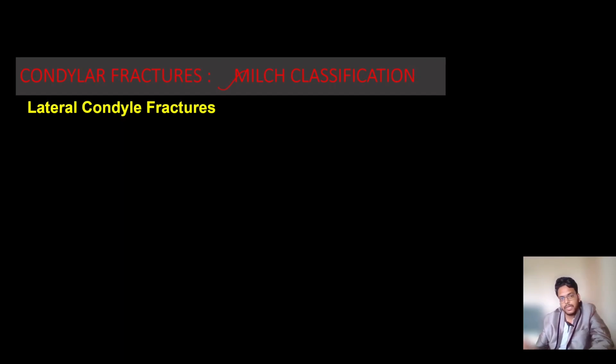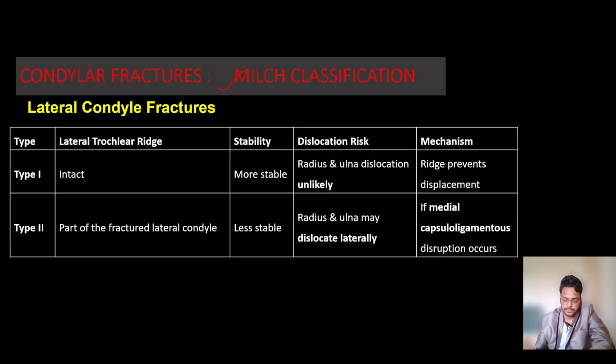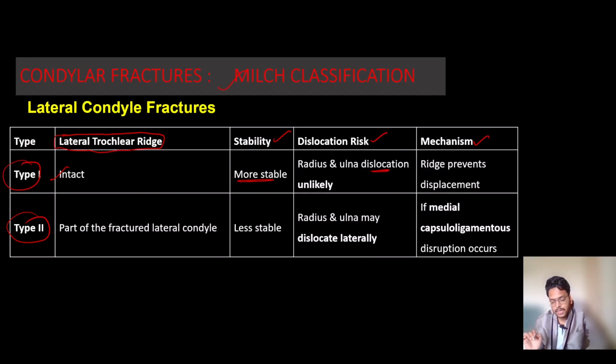So individually, lateral condyle and medial condyle we will discuss. First, the lateral condyle fractures. It's divided into type 1 and type 2 based on the stability, the dislocation risk and the mechanism of the fracture. The main part that we have to remember is the lateral trochlear ridge near the capitulum. If the lateral trochlear part is intact, it is type 1. If it is intact, it is more stable and there is low risk of dislocation of radius and ulna. And the mechanism, the ridge prevents the displacement.